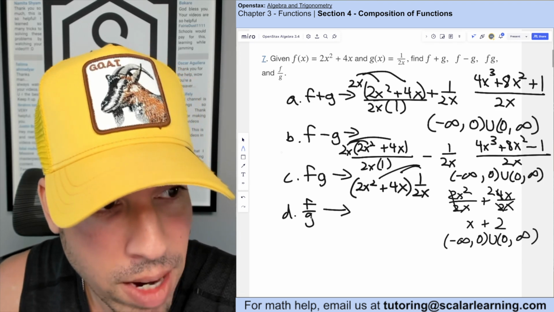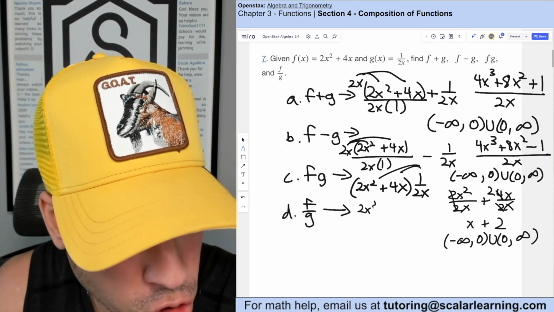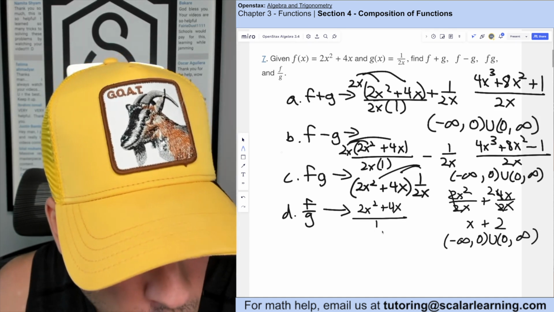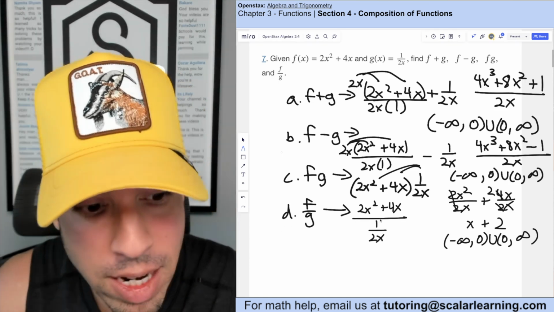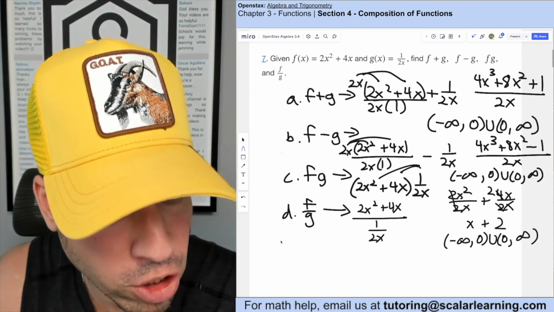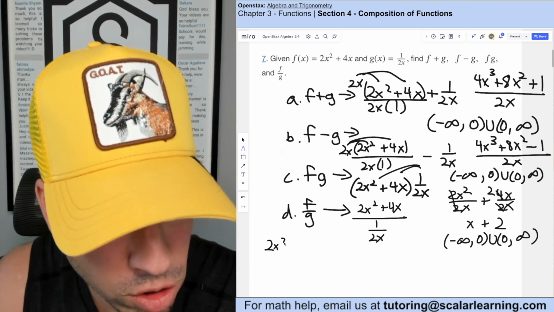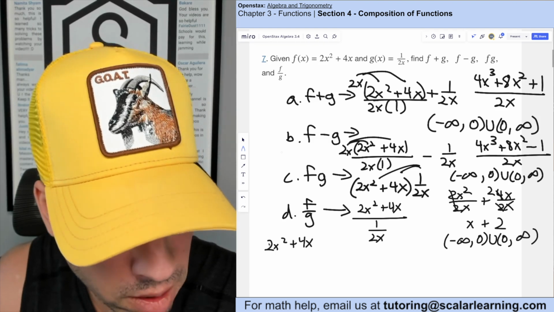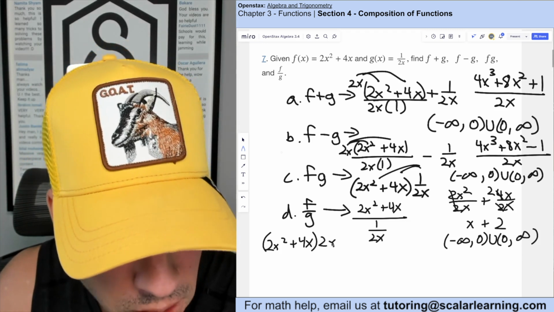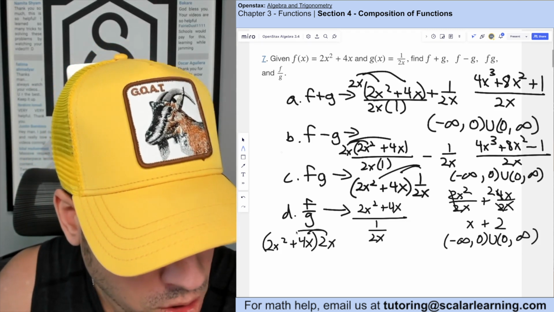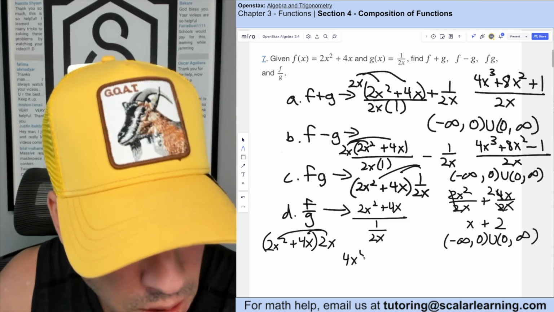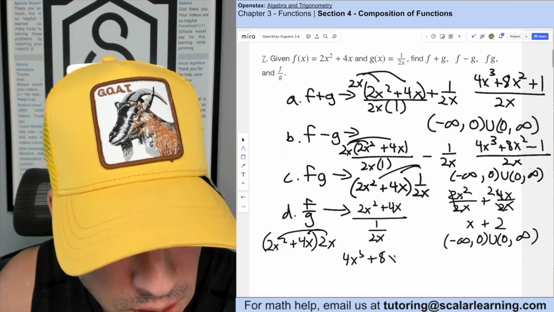Last but not least, we have f divided by g, so we have 2x squared plus 4x divided by 1 over 2x, which is g. Now, this is dividing a fraction, so it's like multiplying by the reciprocal of that fraction, so I could rewrite this simplified as 2x squared plus 4x times the reciprocal of this, which would be 2x over 1, or just 2x. And once again, we distribute to simplify this product, and we get 4x to the third plus 8x squared.